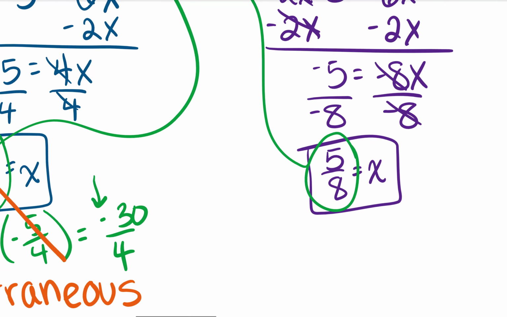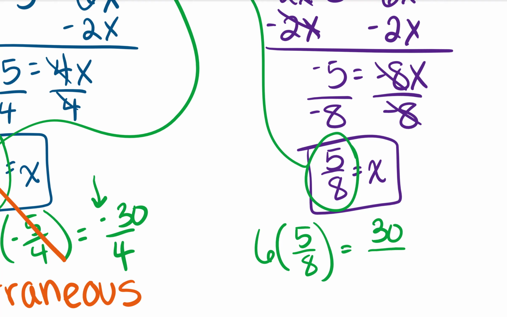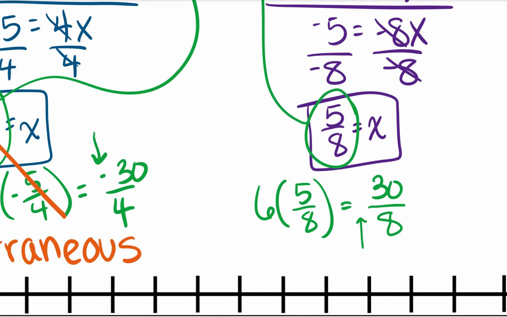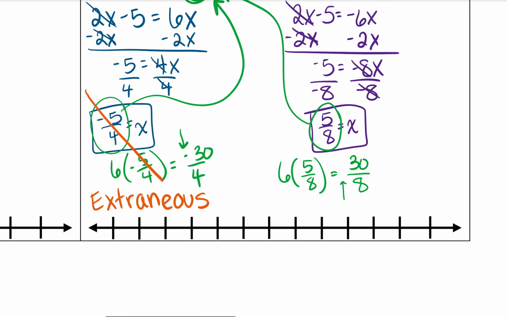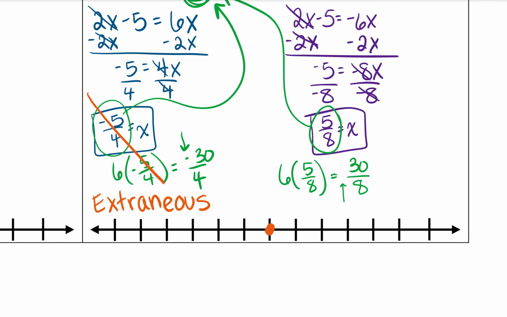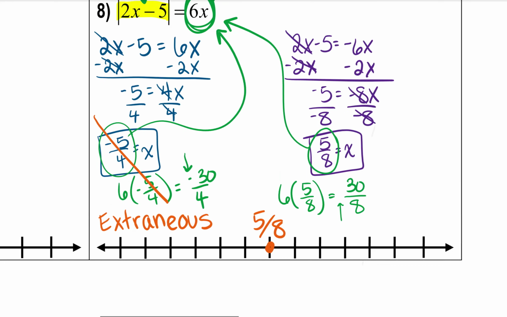Now let's plug in the other one. I have 6 times 5/8. That gives me 30 over 8. So notice, I don't care about reducing or what it is. I only care that this is positive, which it is because it's not negative. So because it's okay, I can go ahead and plot that one. Now that I only have one number, I can put it anywhere I want to, and I don't care. So 5/8, that's my only answer.